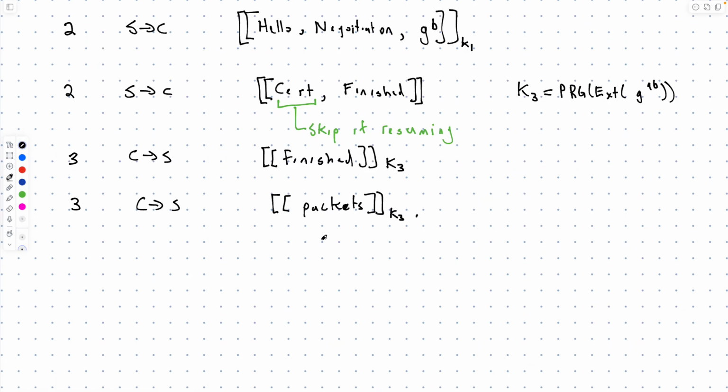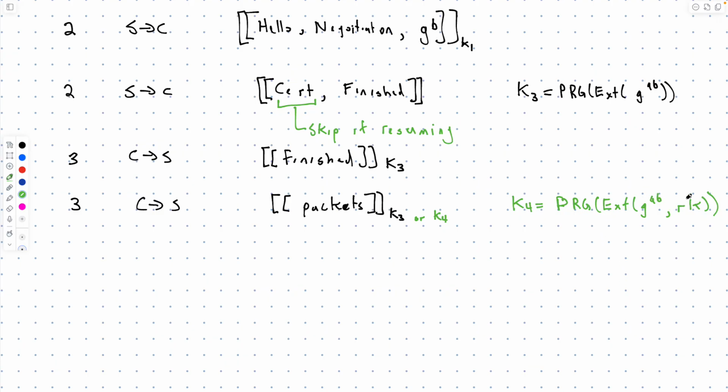Or if we're resuming, what we're going to do is, because we have this resumption key anyways, we're going to mix it in with the Diffie-Hellman and make a K4. So this is only under resumption, but K4 will just be the PRG of the extraction of G to the AB and the resumption key kind of mixed together.